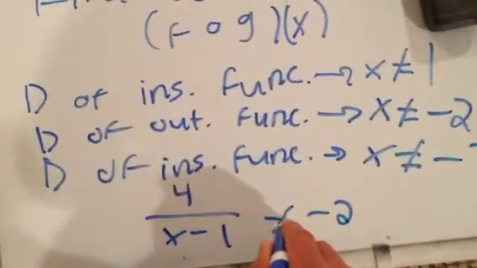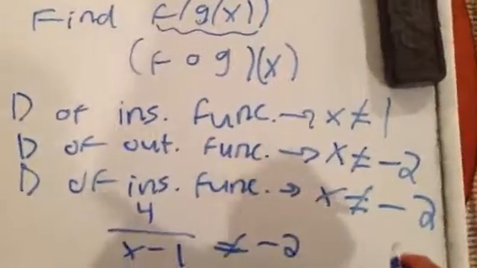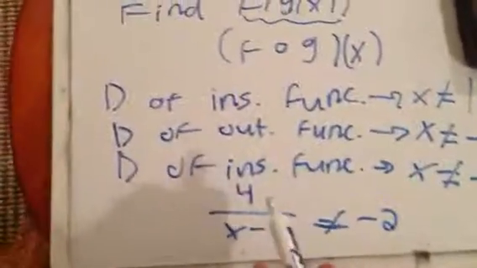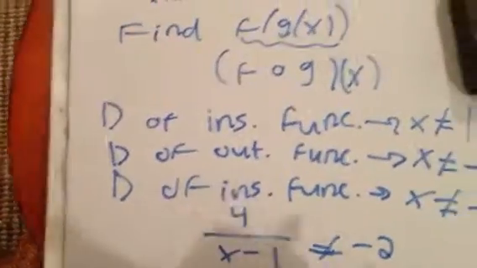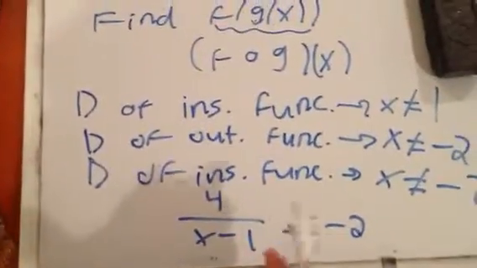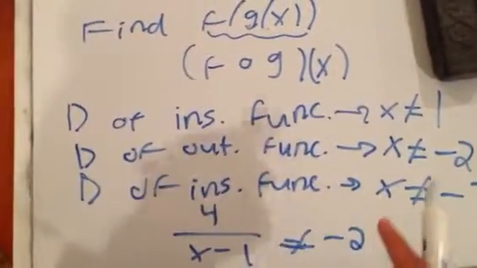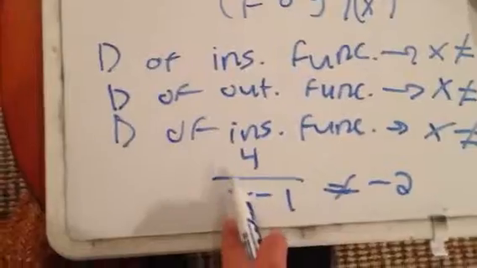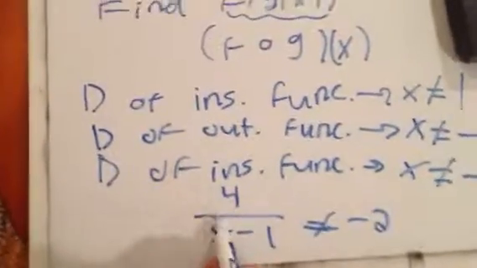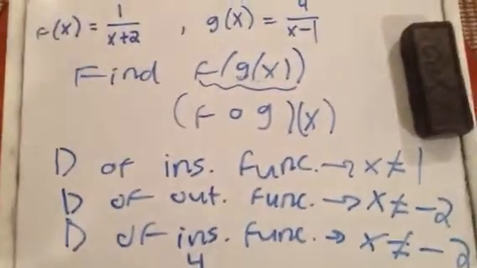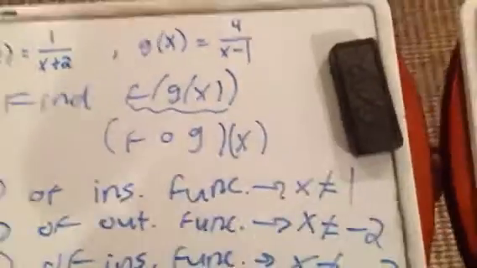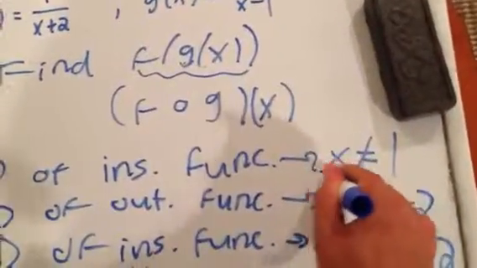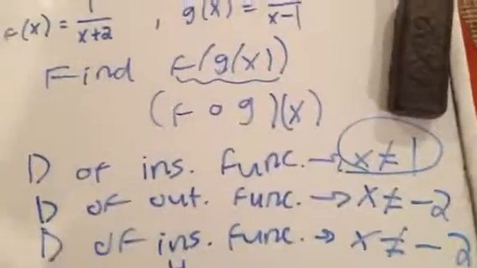Now you're probably wondering, will the domain include negative 2? No, it won't, because remember, we're trying to see what values of x don't work. We know that 4 over x minus 1 cannot equal negative 2, but that doesn't mean negative 2 is an x value that doesn't work. We need to find what this x value equals, and that will be part of the domain for this composite function along with 1. In fact, you should circle this number because you've got to remember that.